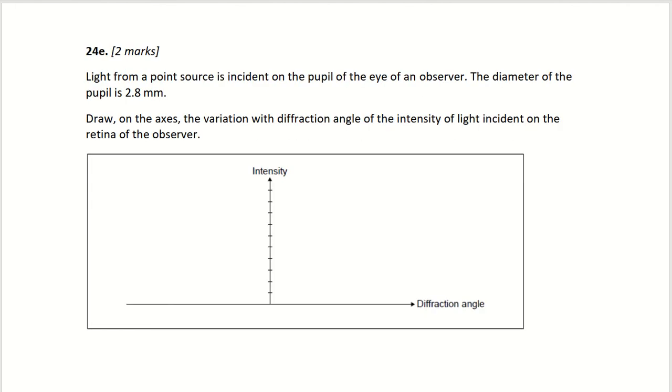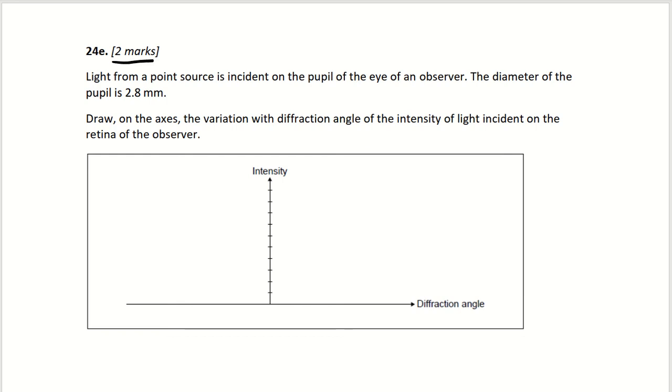Second question. Light from a point source is incident on the pupil of the eye of an observer. So here there's one point source. The diameter of the pupil is 2.8 millimeters. Draw on the axis the variation with diffraction angle, in radians, of the intensity of light incident on the retina. So here you have to pay attention to two things, especially since this question is out of 2.